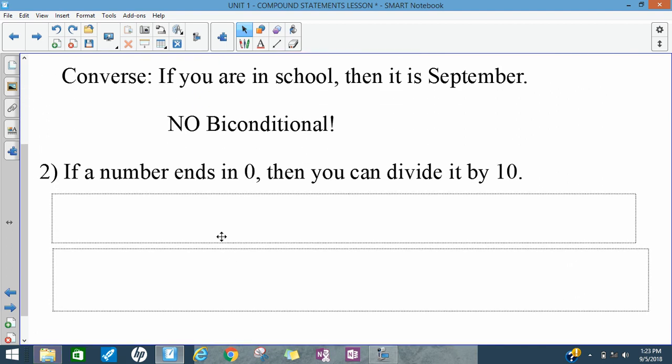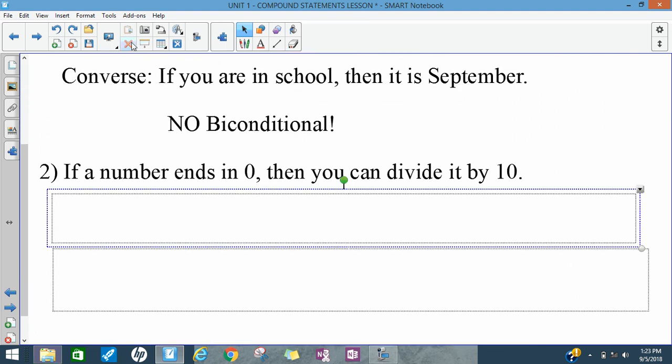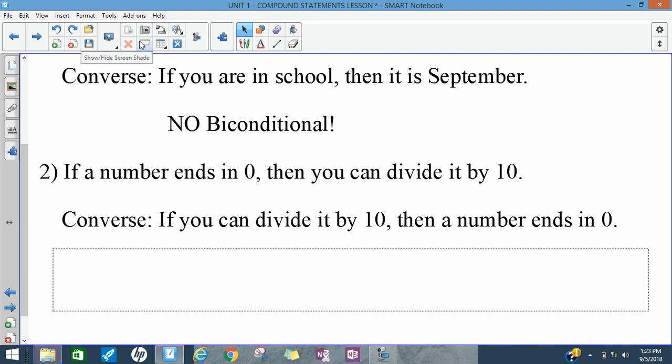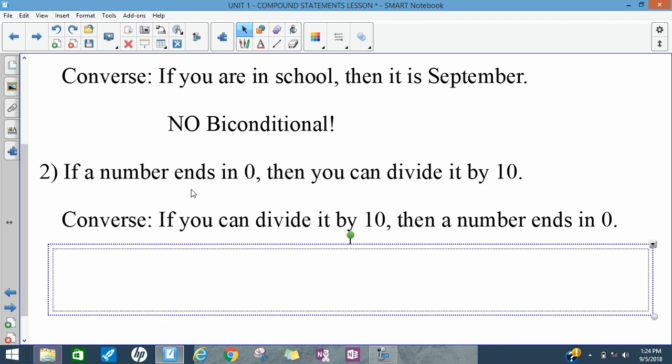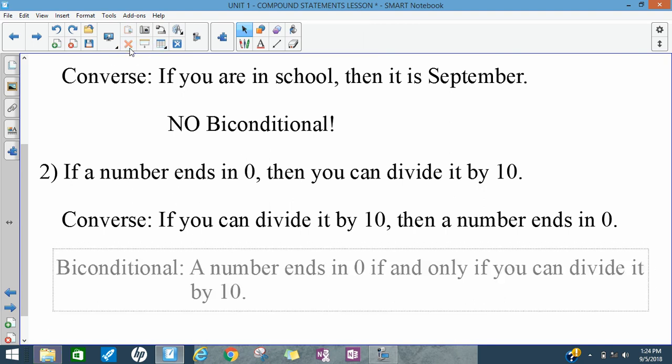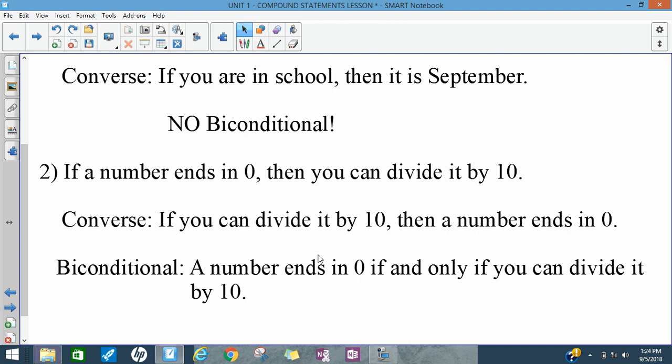Number 2, if a number ends in 0, then you can divide it by 10. We'll write the converse. If you can divide it by 10, then the number ends in 0. If a number ends in 0, then you can definitely divide it by 10. And if you can divide a number by 10, then it definitely ends in 0. And so both of these are true. And so we can write our biconditional: a number ends in 0 if and only if you can divide it by 10.